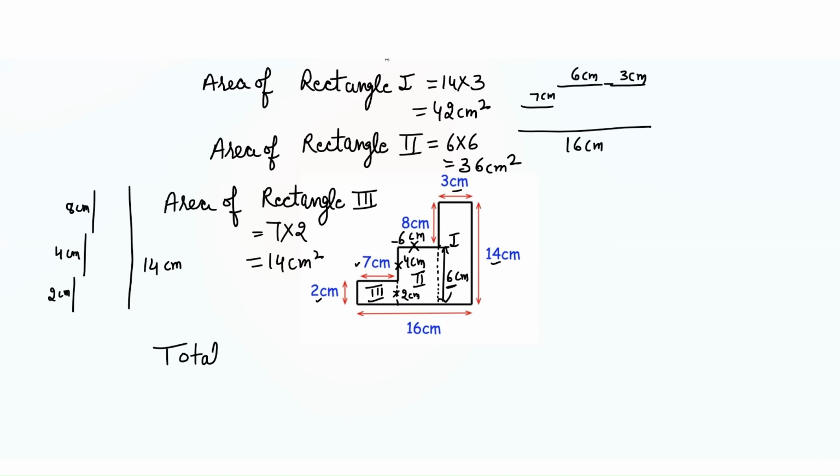Total area is equal to 42 plus 36 plus 14, which is equal to, if you add all these together, your answer will be again 92 centimeter square.